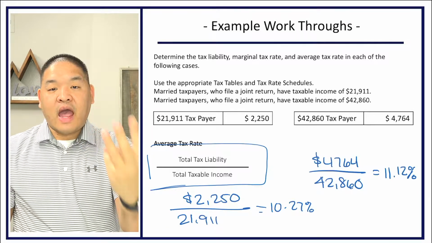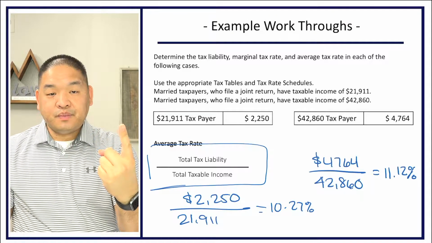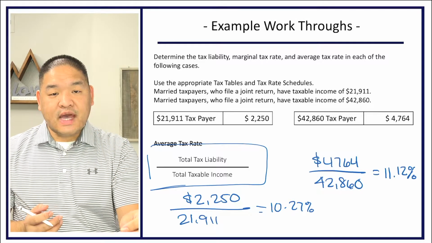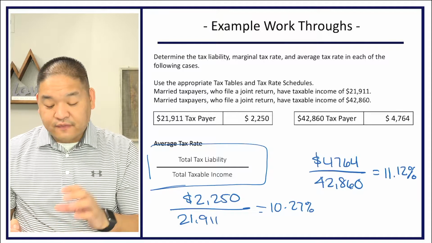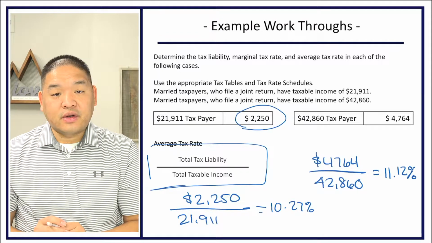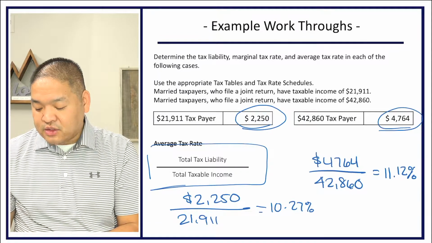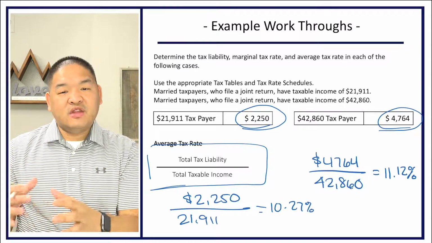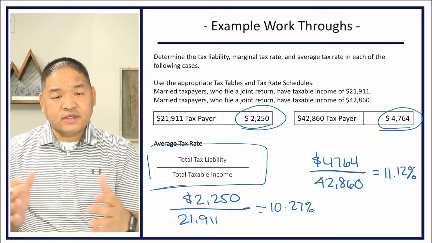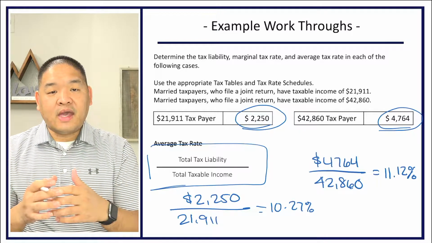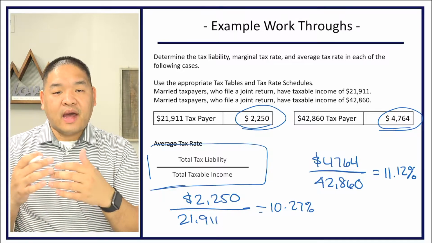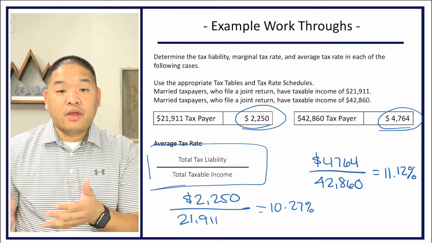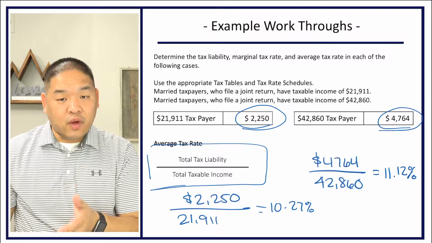So to recap the question here, the question asks us, what's their tax liability, what's their marginal rate, and what's their average rate? Their tax liability is based on the tax table because they're under $100,000. So we go to the tax table and we figure out that the first taxpayer owes $2,250. The second taxpayer owes $4,764. Once we've done that, then we use the tax rate schedule, so the brackets, and we said, okay, what bracket are they in? And if they made one additional dollar, what would that one additional dollar be taxed at? And we saw that it was taxed at 12%. So both of them are in the marginal tax rate of 12%.